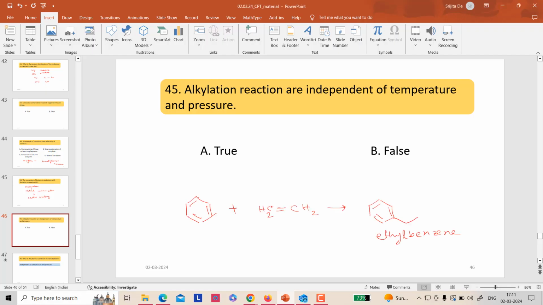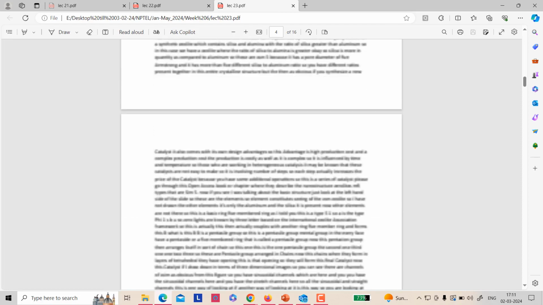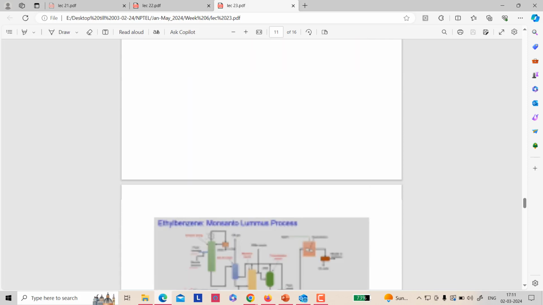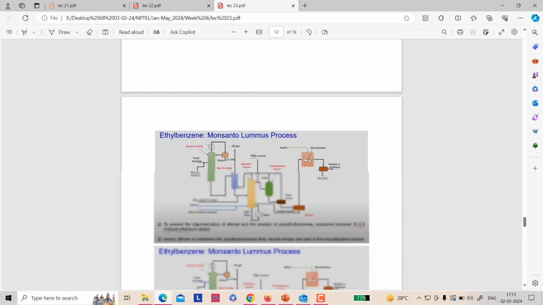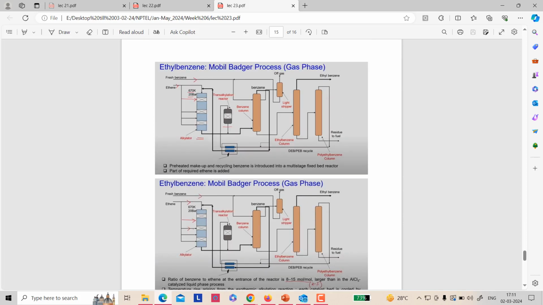So that is from my side. You have to remember this ethylbenzene liquid phase reaction flow chart. What is the Monsanto-Lummus process? That is the liquid phase alkylation method, and the Mobil-Badger process is the gas phase alkylation method, where the ZSM-5 zeolite is used. So these two processes need to be remembered for the exam.